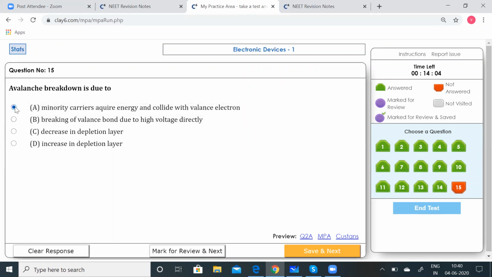You can look into the other options also. Breaking of valence bond due to high voltage directly, decrease in... obviously these three cannot be the correct option. It is because of these minority charge carriers which collide with the valence electrons so that they can create more electron-hole pairs. So, having completed everything, save that. Let us end the test.